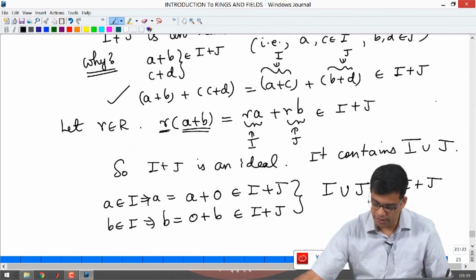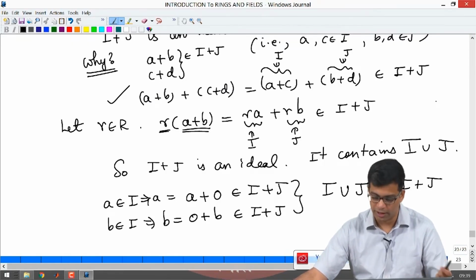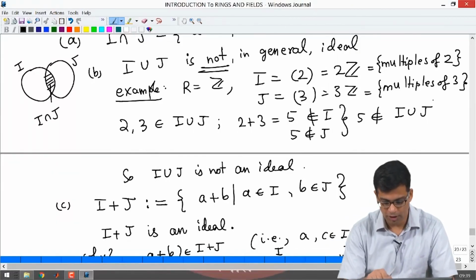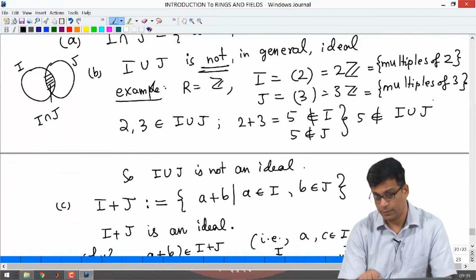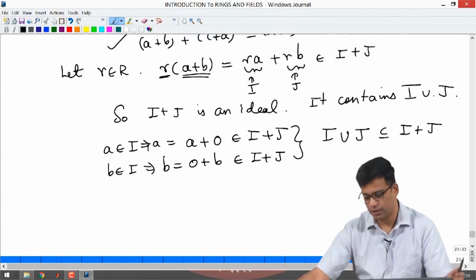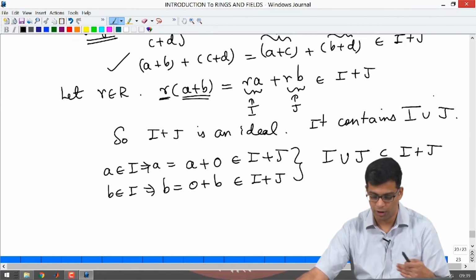So, I union j is contained in I plus j, but I plus j can be much bigger than I union j, as this example here shows. 2 and 3 are in I union j, but their sum is not in I union j. So, we have to take the sums of elements of I and j to make this union an ideal.